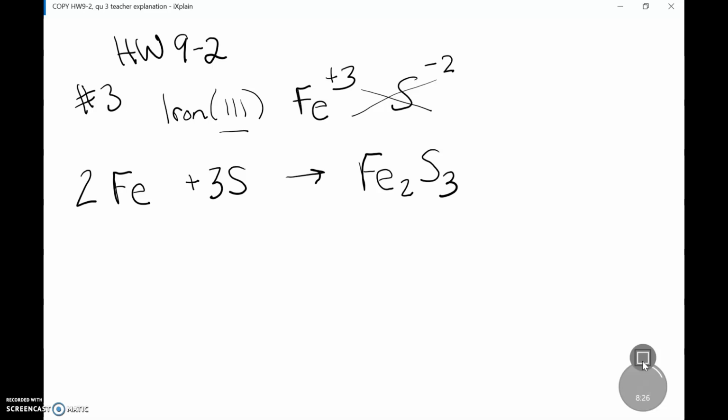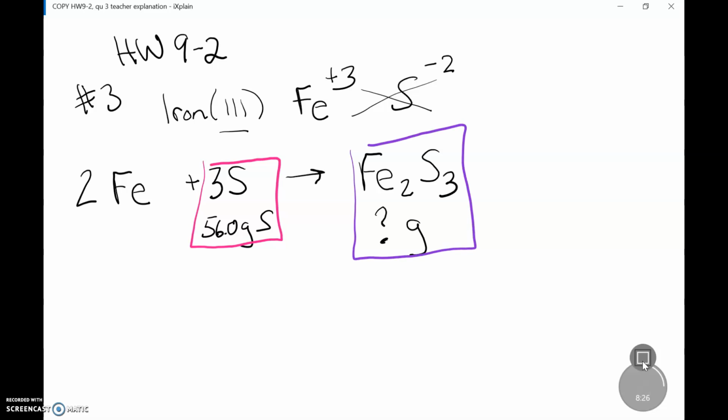In the problem, we're also provided that we have 56.0 grams of sulfur. What I like to do is write what I know underneath the thing I'm given, and I also like to write a question mark of where I'm going. This helps me set up the appropriate mole ratio. We are trying to solve for the mass, so the grams of iron 3 sulfide. This is our unknown. So we're given our mass of sulfur, and we're solving for the mass of iron 3 sulfide.